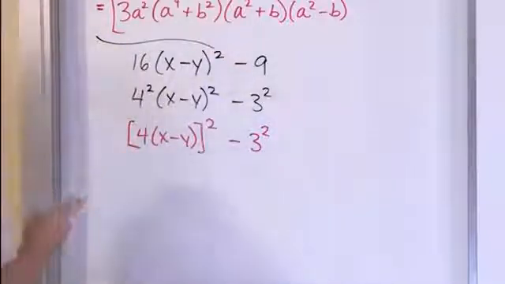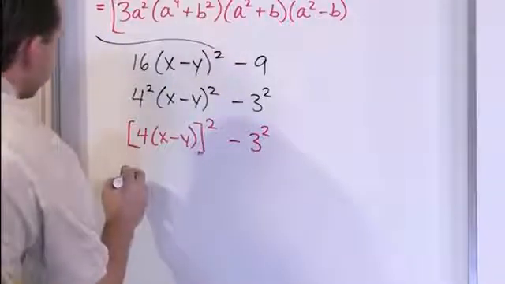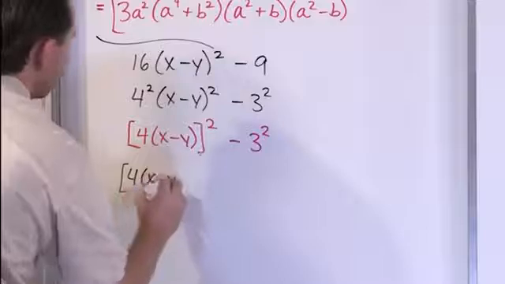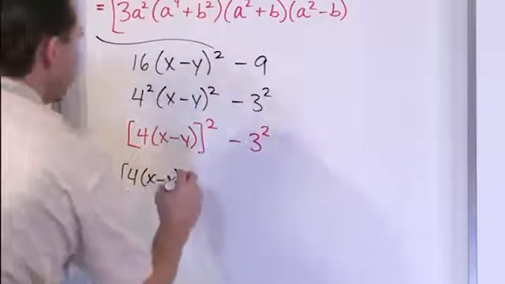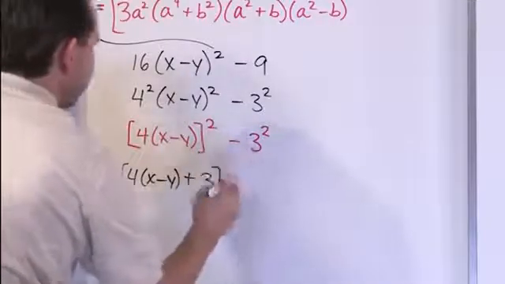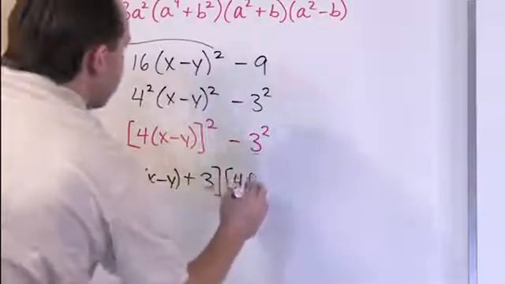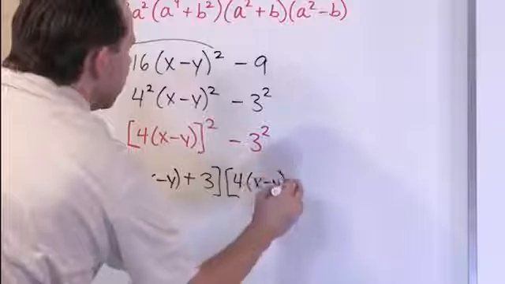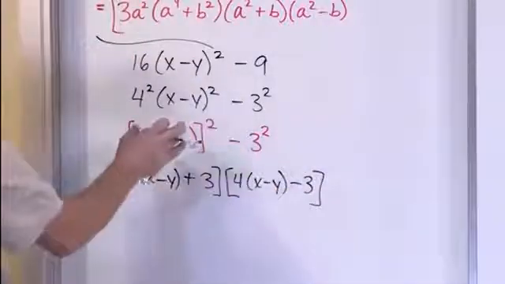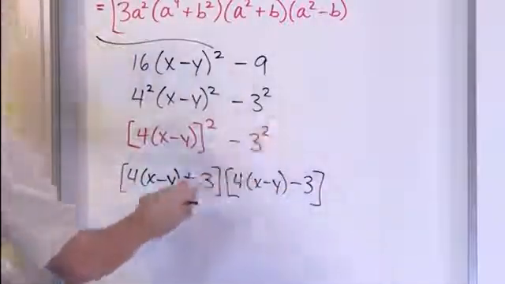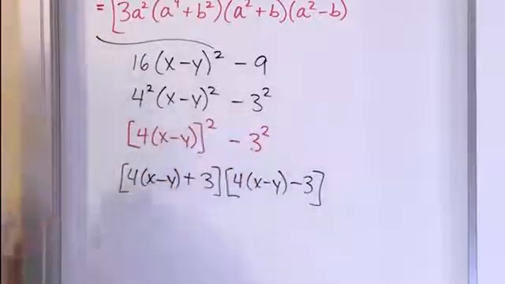But once I have it here, I know the answer because it's going to be 4 times x minus y plus 3, times 4 times x minus y minus 3. Basically, it's this plus this times this minus this guy right there.